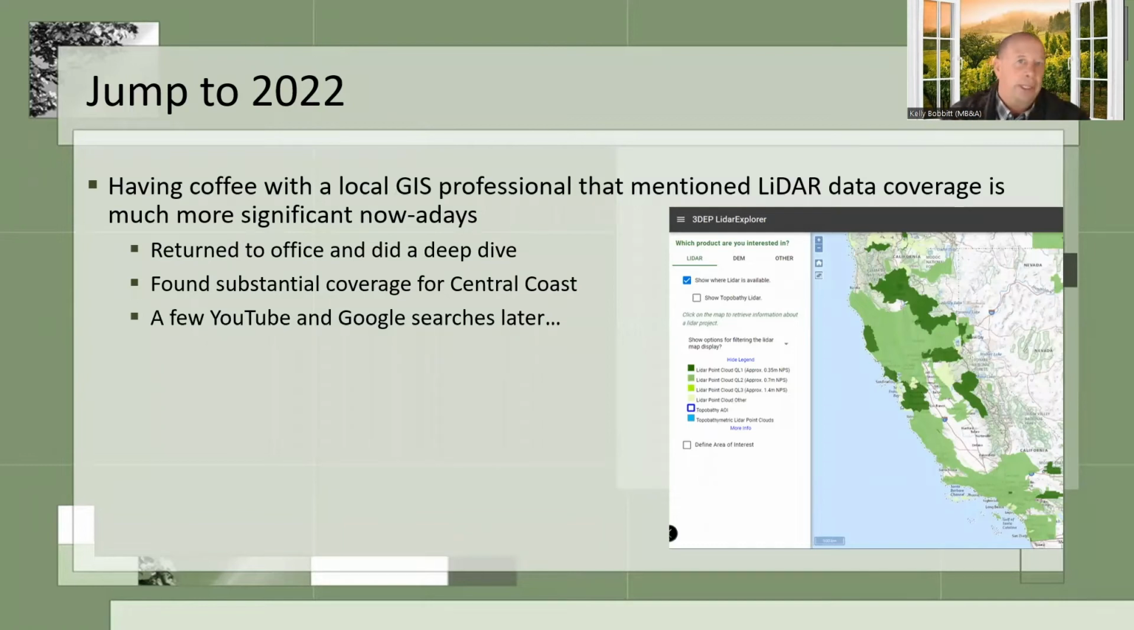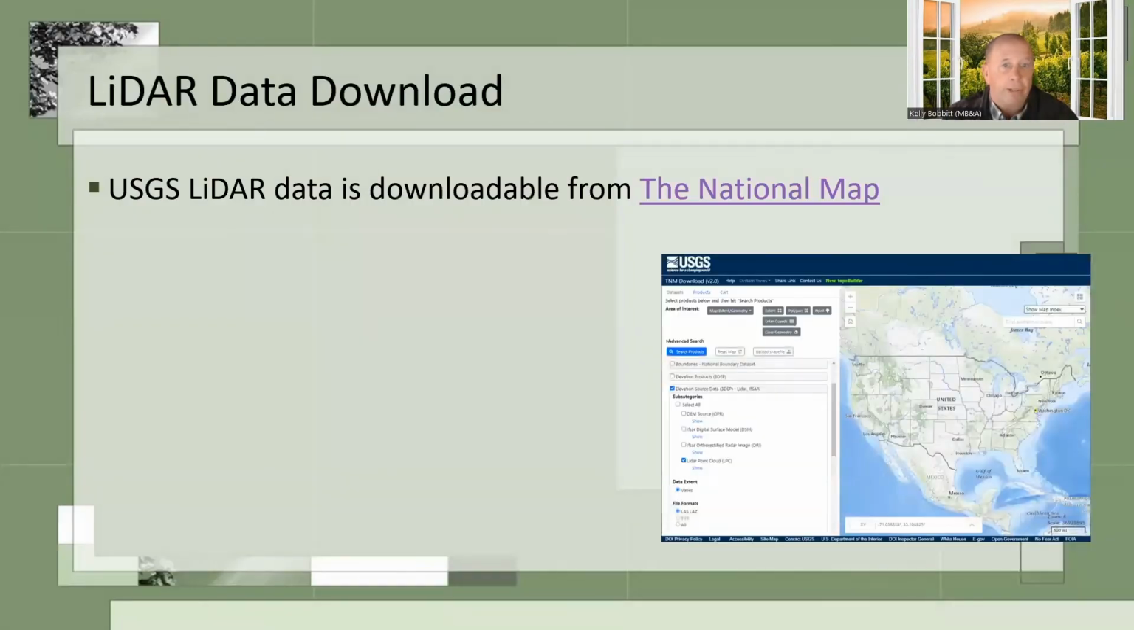And how do I get it into ArcMap and use it? That's not always as easy as you think. So a few YouTubes and Google searches later, I started coming up with a flow. So first of all, I found you download it from the National Map.